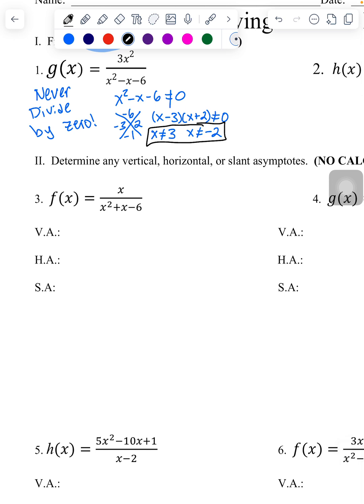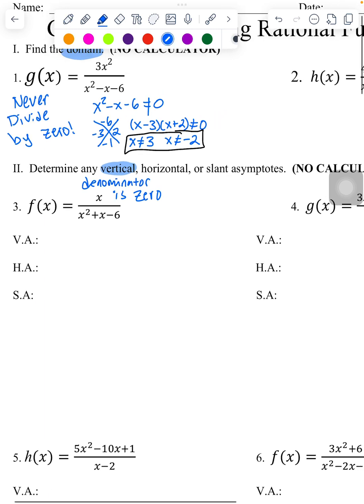Okay, so now let's kind of expand on the idea of vertical asymptotes, but we're also going to add on those horizontal and slant asymptotes. So we're going to start with vertical asymptotes. And again, those happen when the denominator is 0.